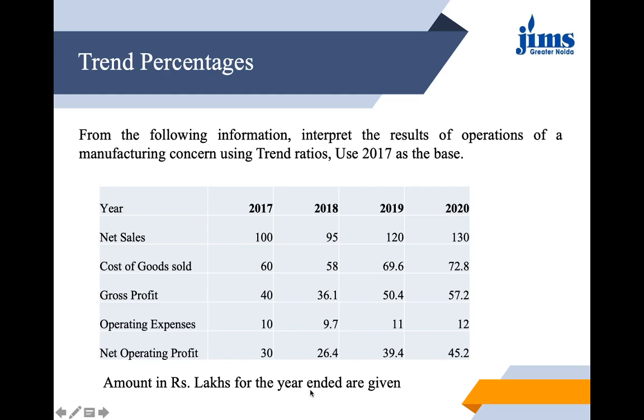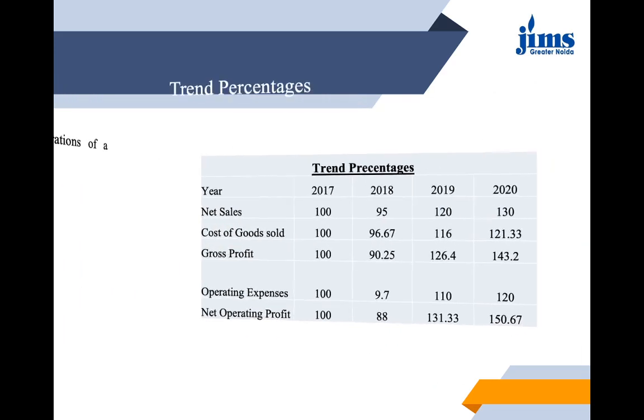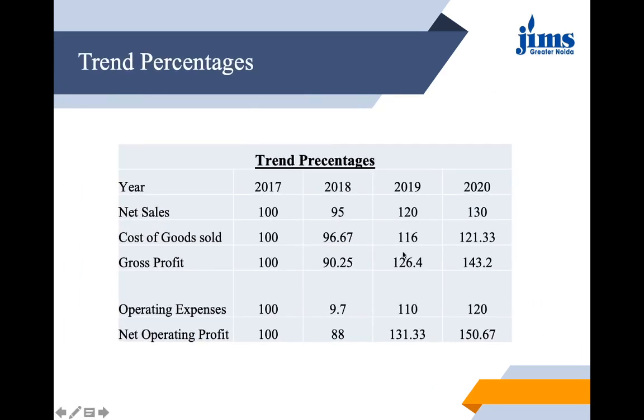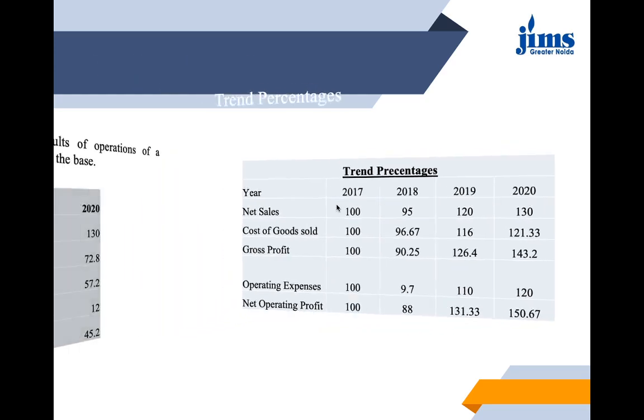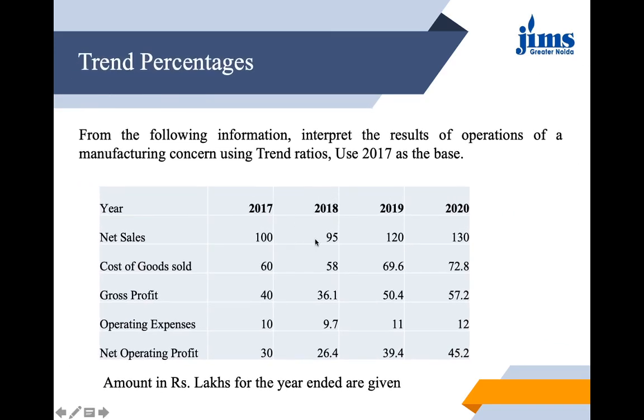Now let us see how to calculate. 2017 is taken as the base, for that reason we have converted it into 100. Now we will be calculating the percentages. Let us see how this has got 95. You can see this is the first one and can be easily done. Now let us have a look at this: 58 into 100 divided by 60.